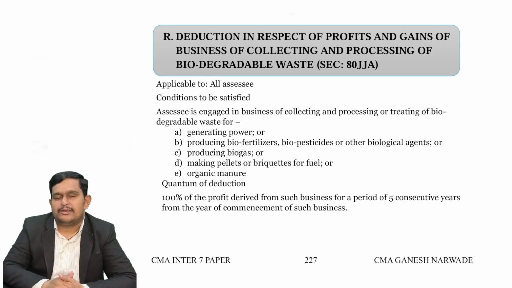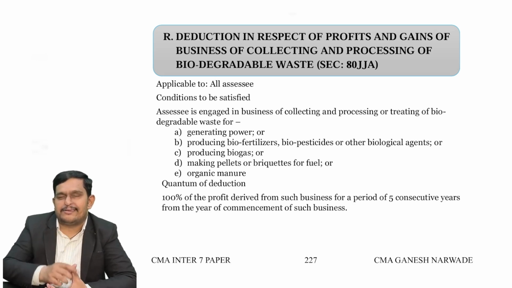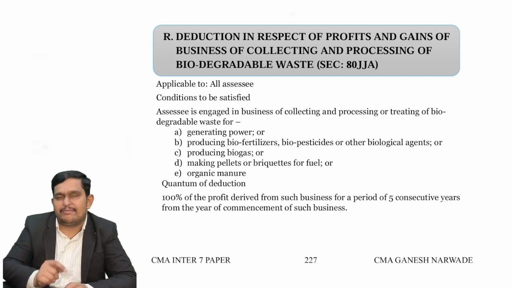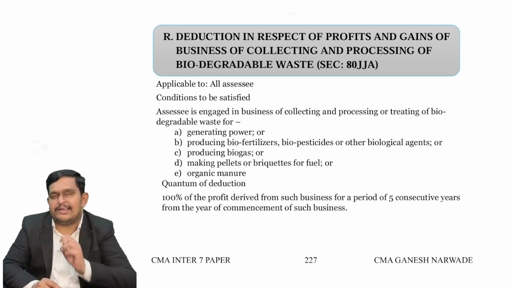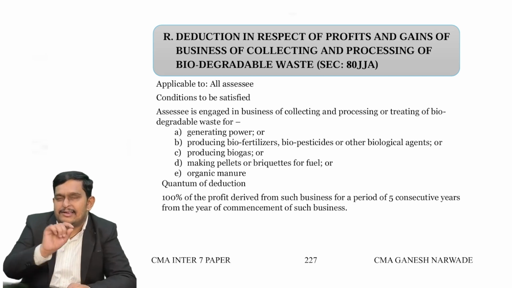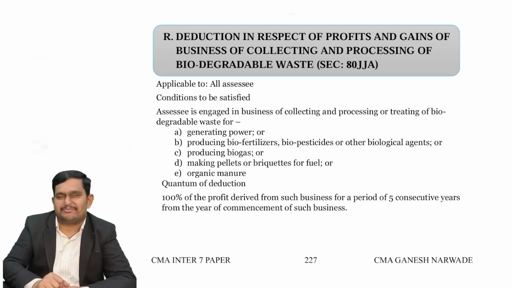So what you are doing, you are collecting and processing biodegradable waste. And you are generating power. You are generating biofertilizers, biopesticides, biogas. You are creating pellets. You are creating briquettes. You are creating organic manure or any other biological agent which is useful. Then 100% of the income earned is claimed as deduction. But this deduction can be claimed for the first 5 years of the business.